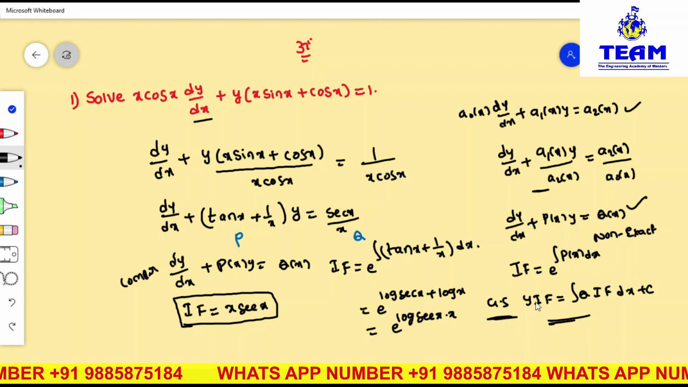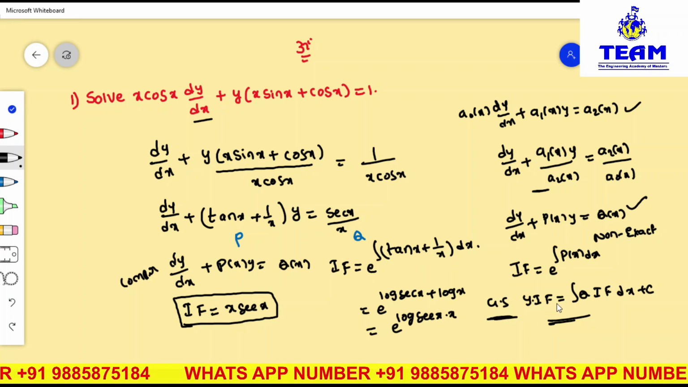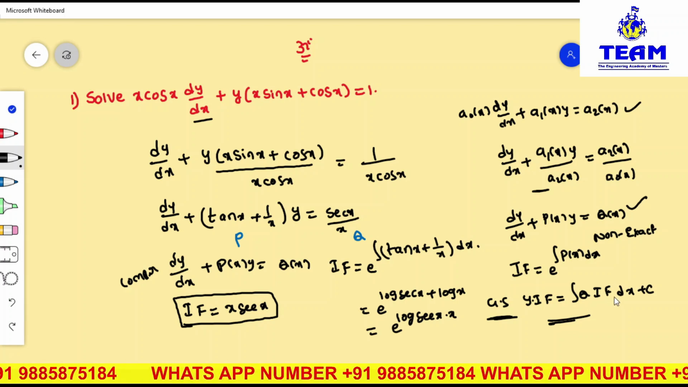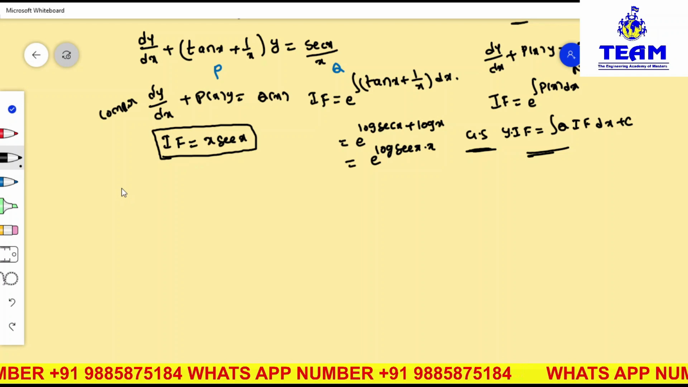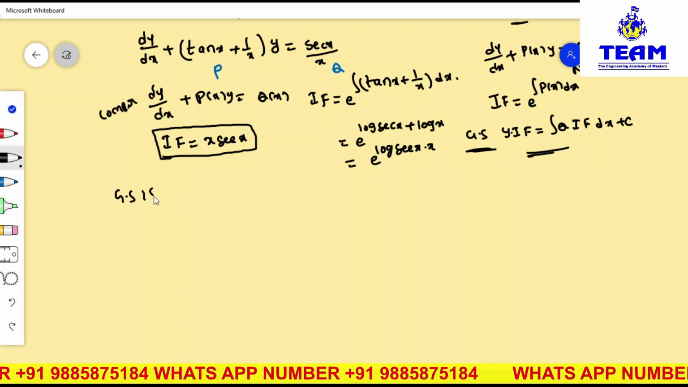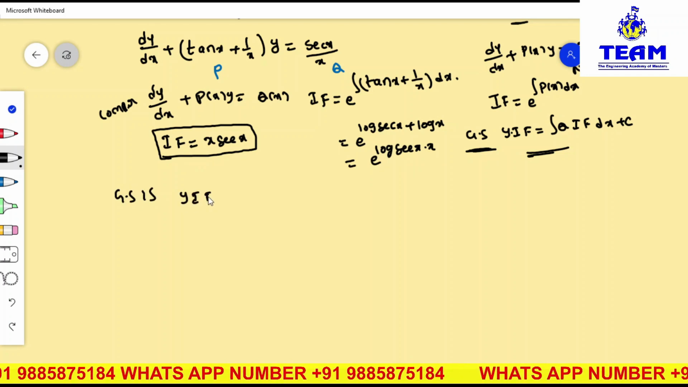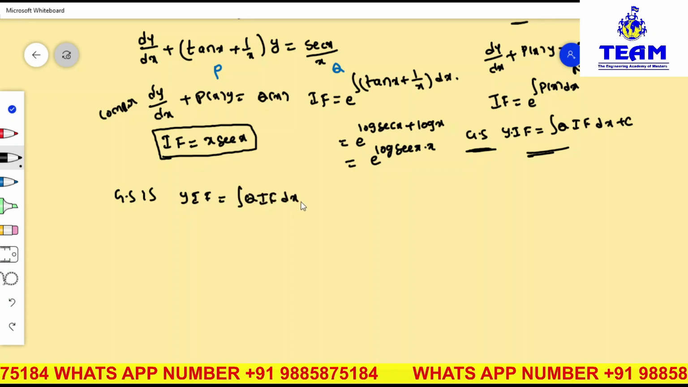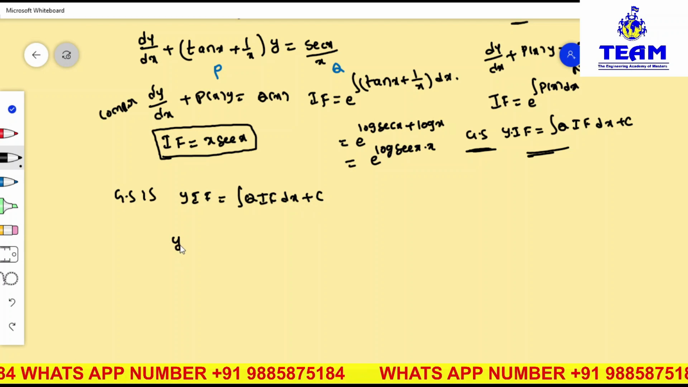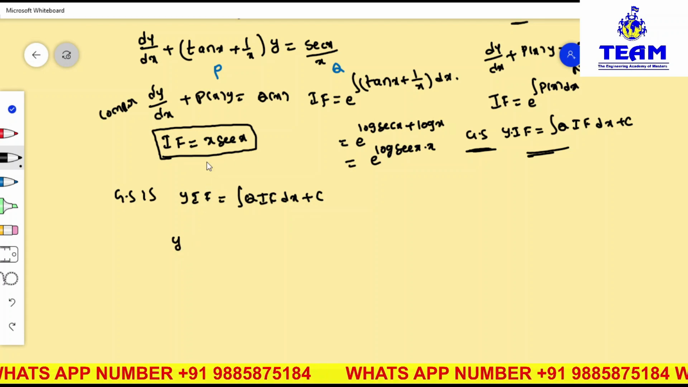The general solution is y into integrating factor is equal to integral of q into integrating factor dx plus c. Okay, friends. So now the general solution is y into integrating factor is equal to integral of q into integrating factor dx plus c. Y is y. What is the integrating factor here? You have x into secant x.